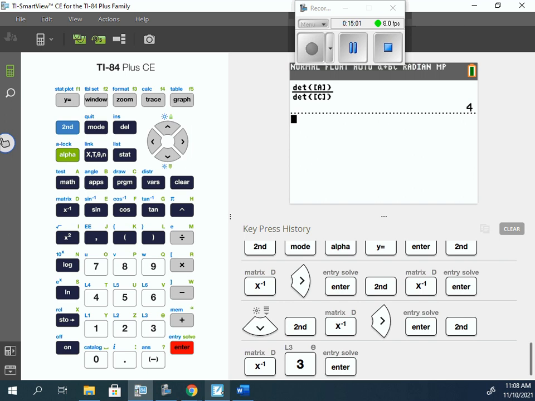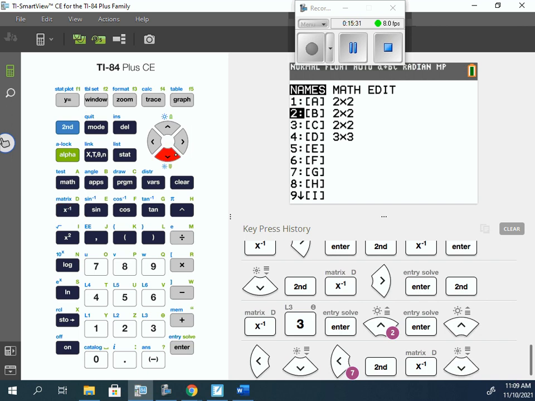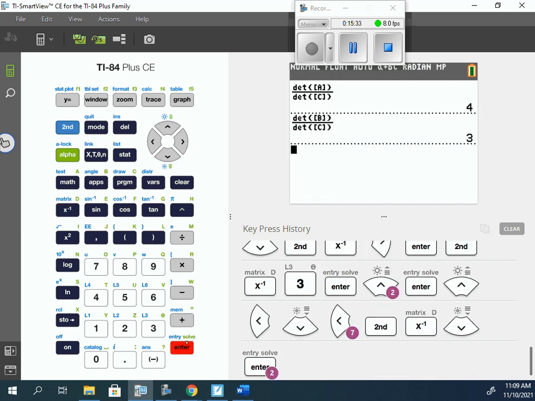I think most of y'all have already typed it in, yes? And I have a feeling y'all went alpha y equals enter. I would go up twice and hit enter and recall that back down, because the only thing we're changing is what? The only thing we're really changing is A to B. And what I can do is cursor over the top of where A is at, go second matrix B, and get 3.